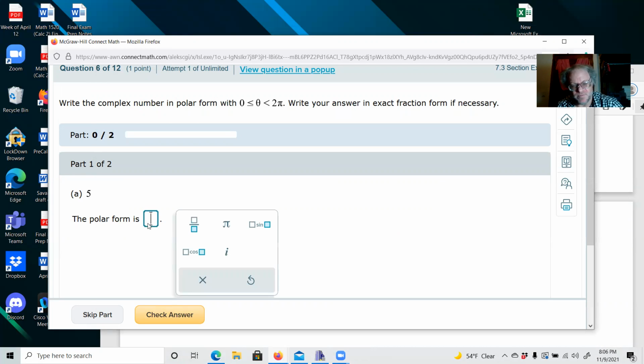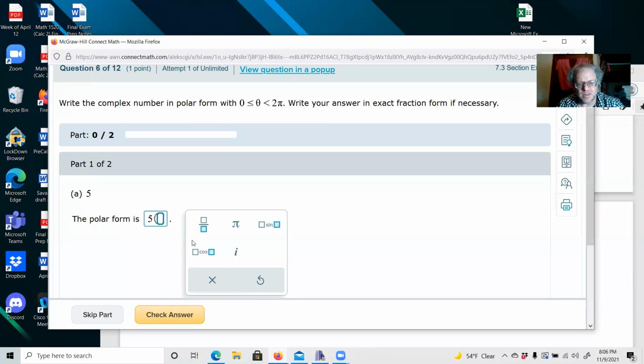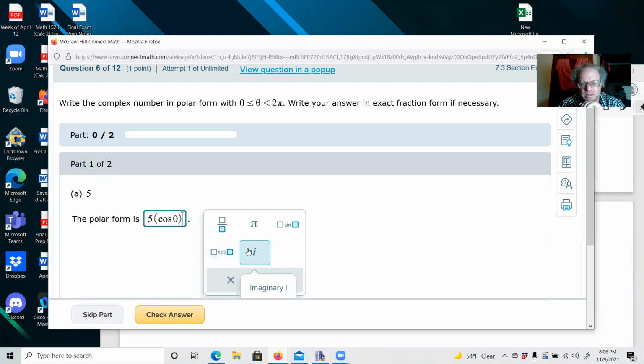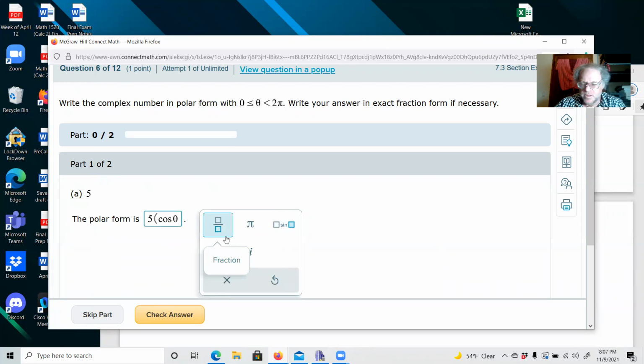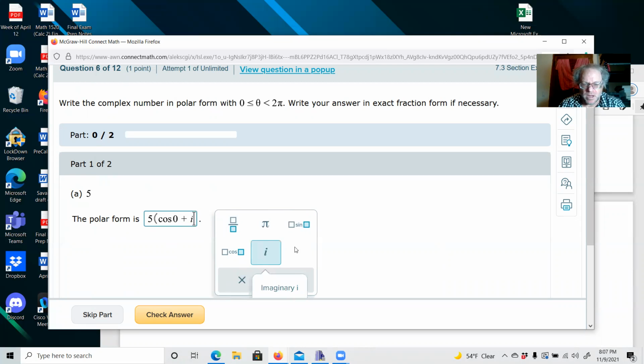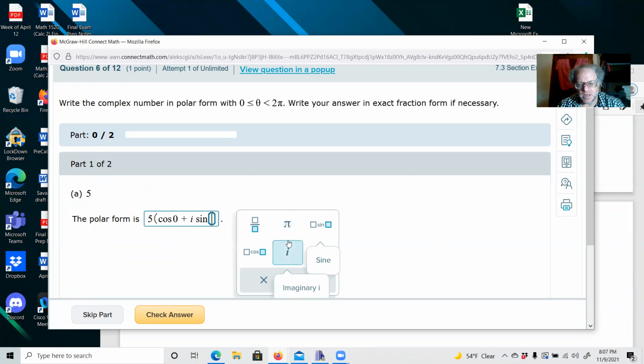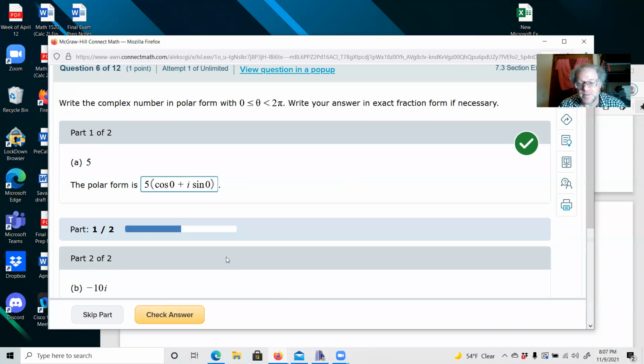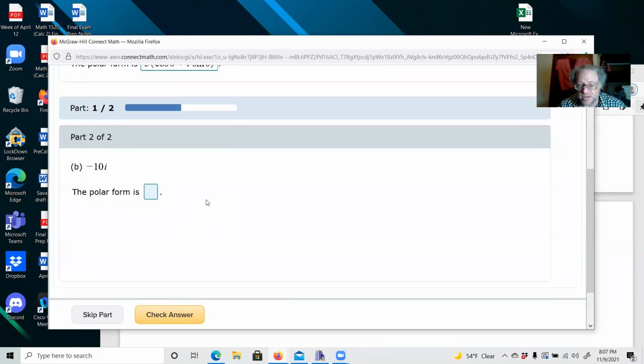Okay, this is 5 parentheses cosine 0. Oh, look at that. They don't care about the imaginary part at all. Oh, yes, they will. So plus i sine of 0. Be careful on this one. I know what it looks like, but I could just write it this way. They want it as r times cosine plus i sine theta. Okay, that's what they want. So even though we all know the shortcut is easier, it's not going to work.